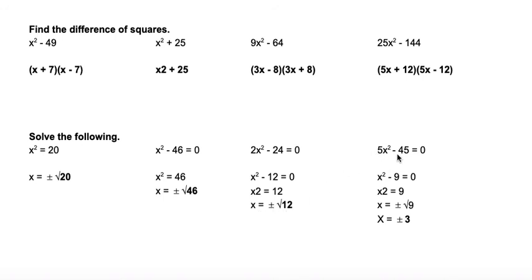Last one here, again, I would take and divide by 5. You can do that early, or you can do it once you move the 45 to the other side, doesn't matter. I get an x squared minus 9, I move the 9 over, I get x squared equals 9. Square root of both is plus or minus square root of 9. Hey, I got a perfect square, so I just put plus or minus 3.